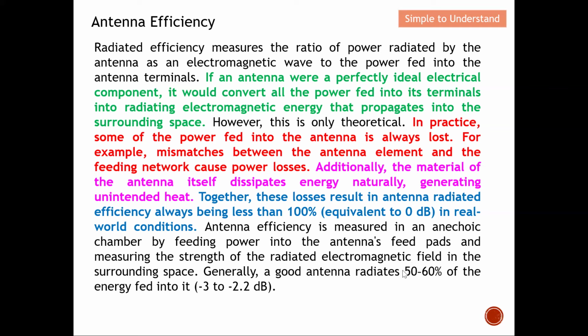In general, a good antenna that radiates about 50 to 60% of the energy is considered a very good antenna. So basically, this is a typical value of antenna efficiency. Maybe now we can design antenna efficiency close to 70%, but this is roughly the amount of antenna efficiency for a good antenna design.